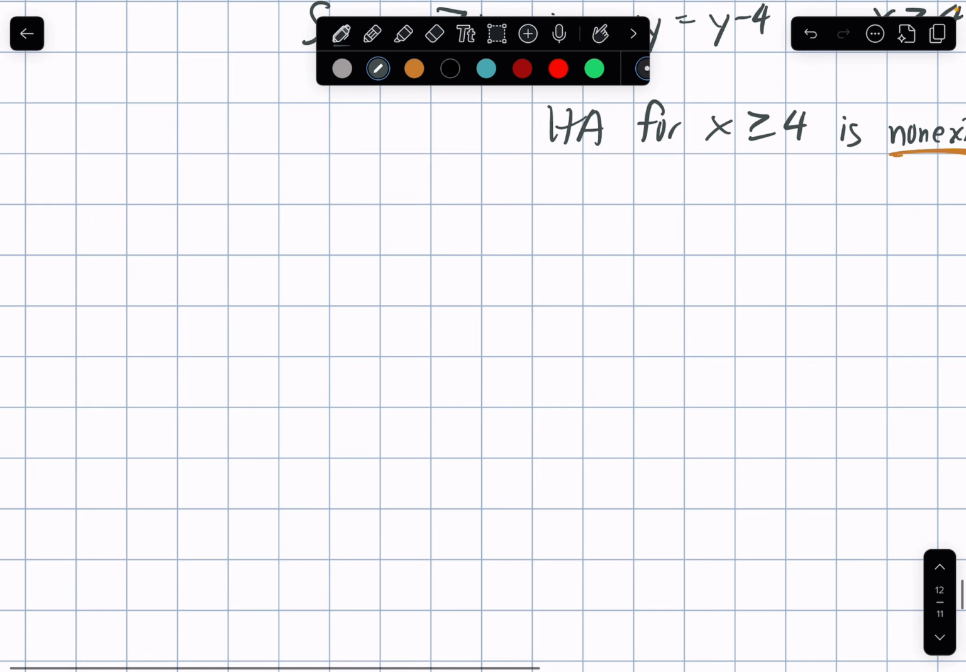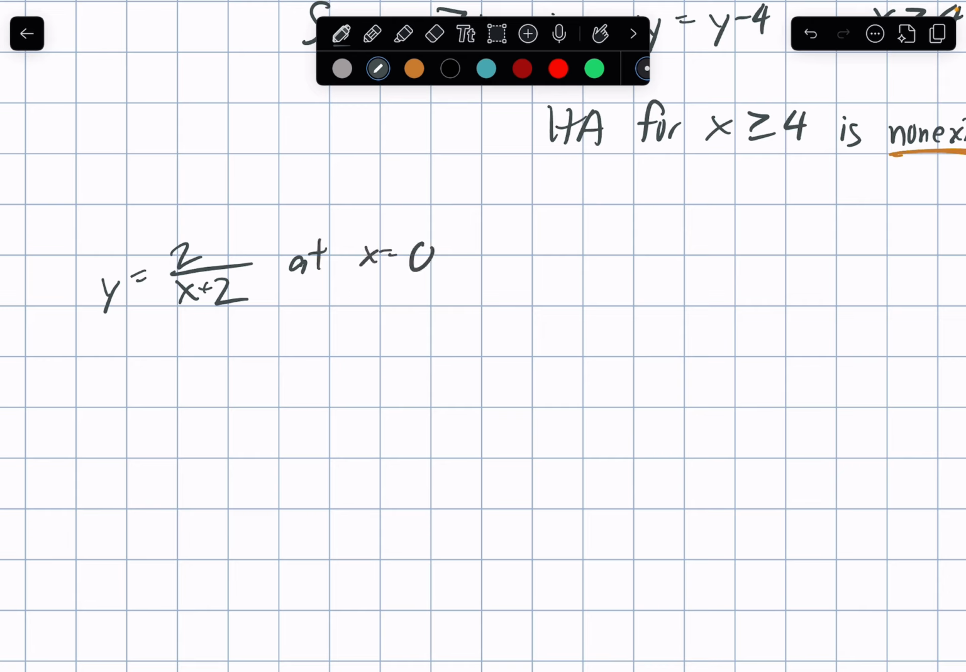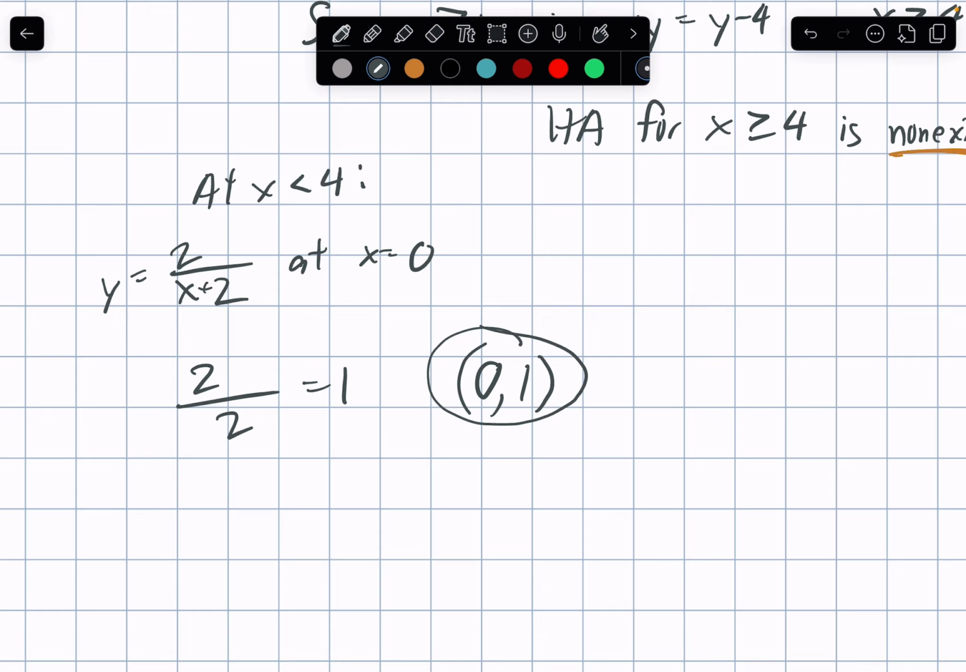Before we start graphing, this is what we do. So y is equal to 2 over x plus 2 at x is equal to 0. If we substitute x is 0, it's going to be 2 over 2, which is 1. So (0, 1). This is one of the things that we would see in its actual graph.